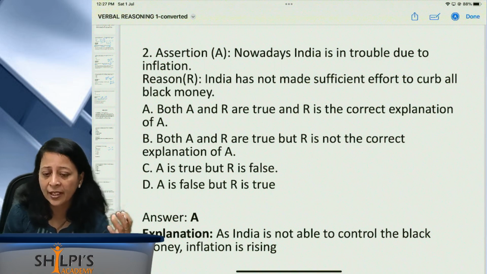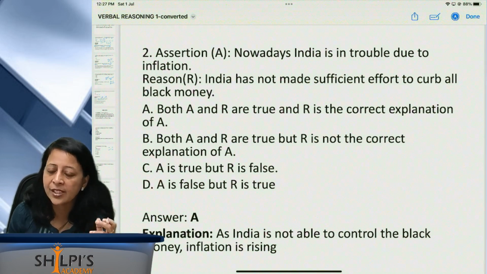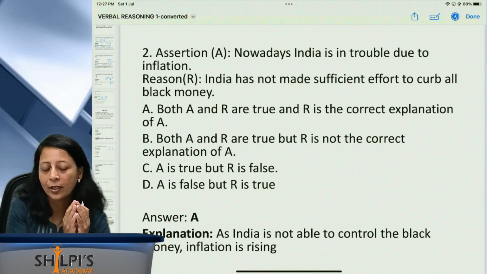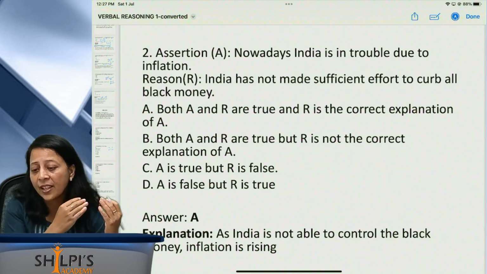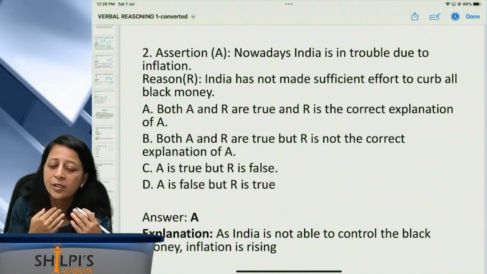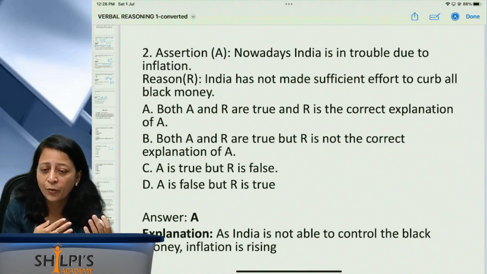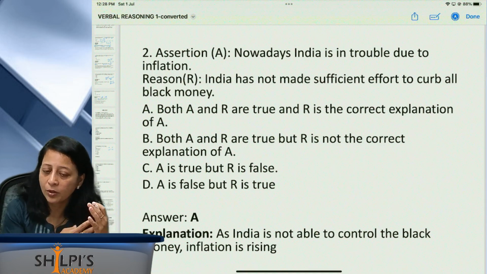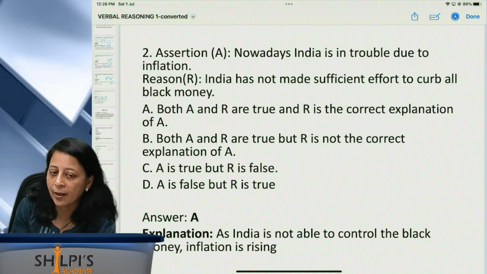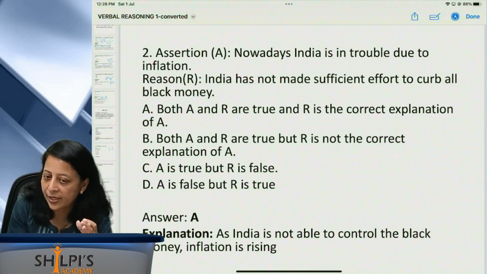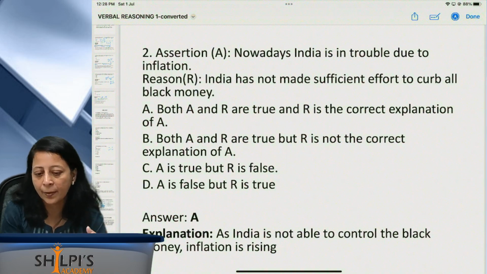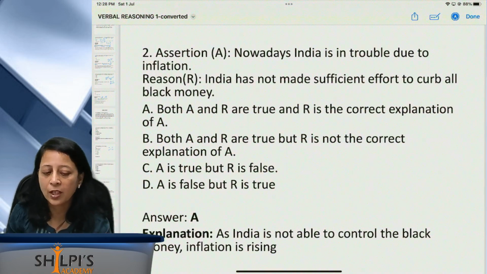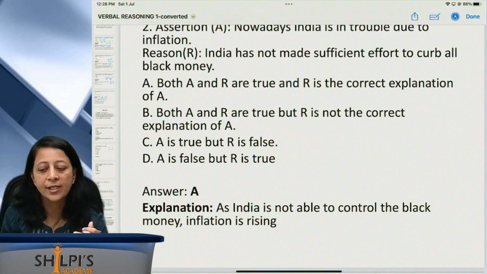It means that India has not made sufficient effort since they have not curbed all the black money. Everything is getting released in the market. So, because of that, the over circulation of money happens. Of course, it will involve inflation. Okay. So, you could see that both the sentences are perfect and R is giving you a perfect reasoning for your A. So, the answer will be A. As India is not able to control the black money, inflation is rising.